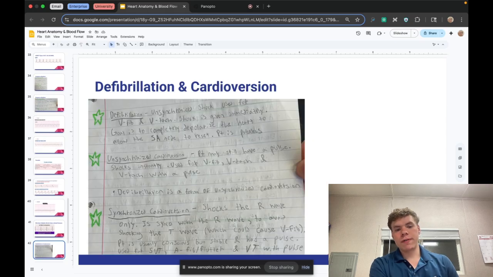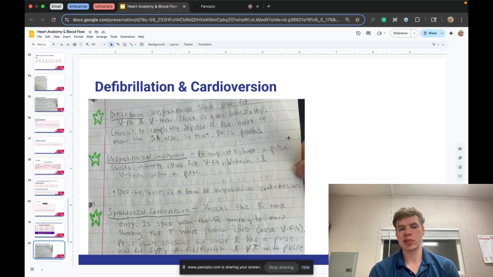So as I mentioned earlier, defibrillation. Usually when you're doing CPR and someone doesn't have a pulse, right? You're doing chest compressions. The goal of chest compressions is to perfuse the body for long enough to defibrillate their heart to get them back into a functional rhythm, right? So defibrillation is an unsynchronized shock used for VFib and VTAC. Shock is given immediately. The goal is to completely depolarize the heart to allow the SA node to reset.